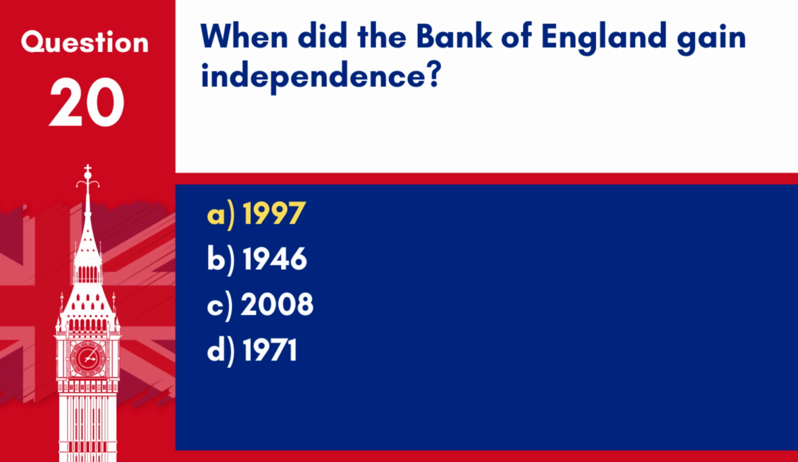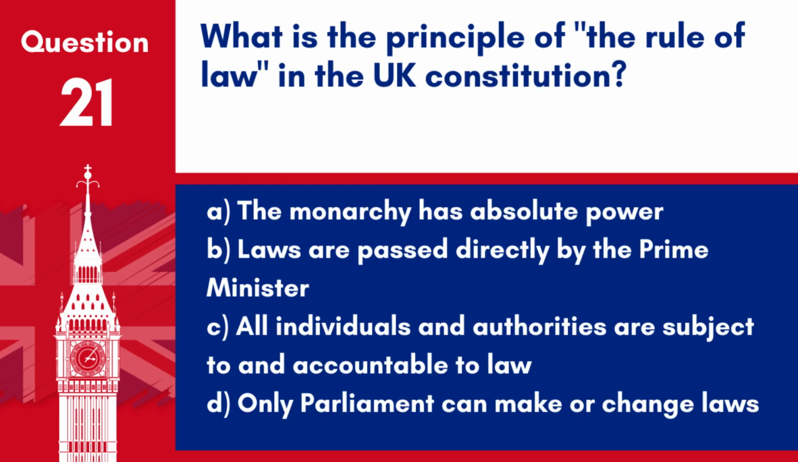British government. Question 21. What is the principle of the rule of law in the UK Constitution? A. The monarchy has absolute power. B. Laws are passed directly by the Prime Minister. C. All individuals and authorities are subject to and accountable to law. D. Only Parliament can make or change laws.